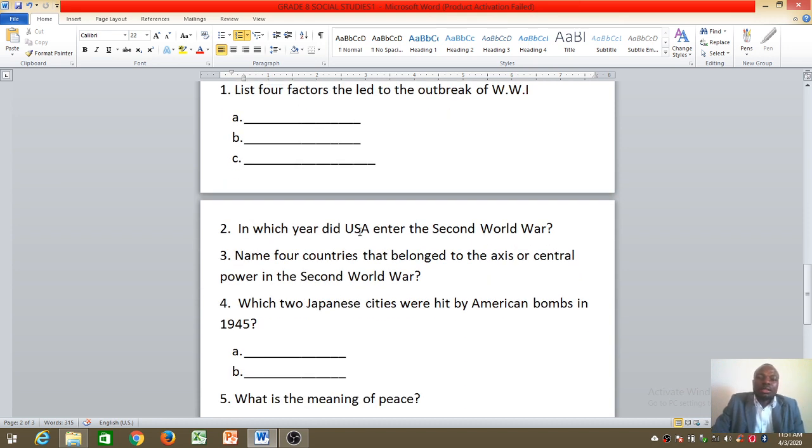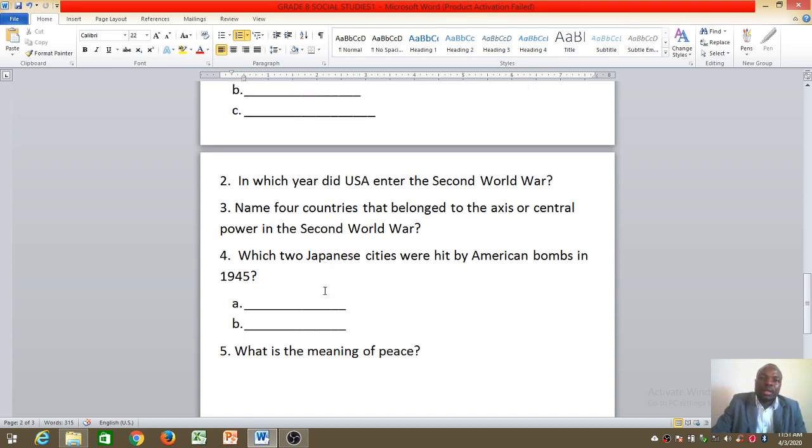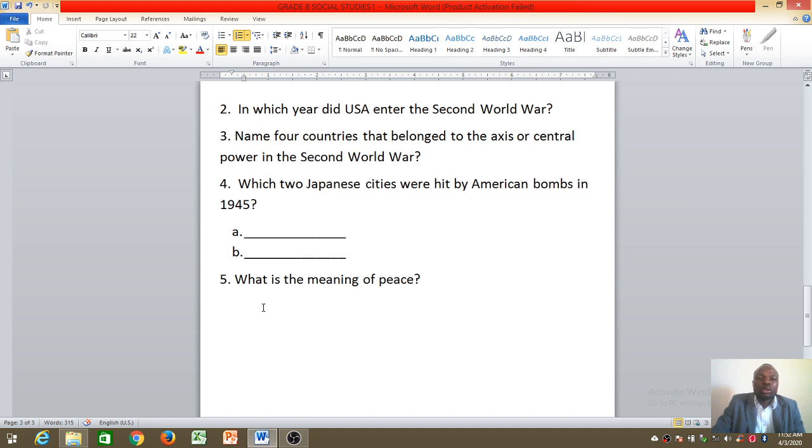2, in which year did the USA enter the Second World War? Already we have looked at that. It's very simple for you. 3, name 4 countries that belong to the Axis or Central Power in the Second World War. Which 2 Japanese cities were hit by American bombs in 1945? You are also going to write the names here. And finally, what is the meaning of peace? You are going to attempt those questions. Then we shall do correction in our next lesson.